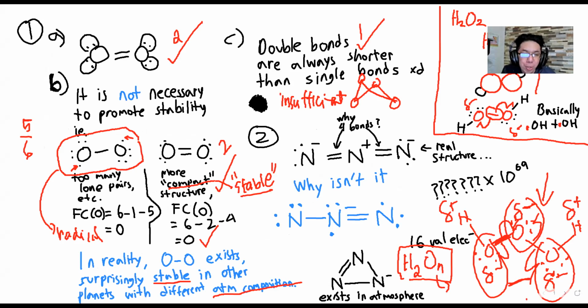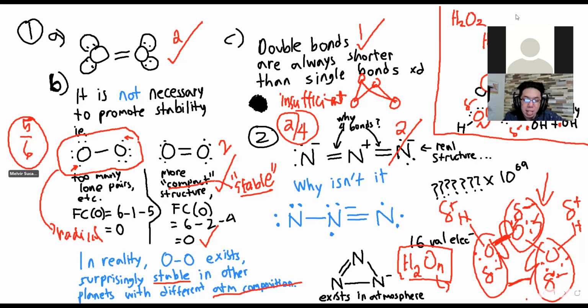So, for number 2, you have 4 points. This is what you got. Okay, at least you're 2 over 4. Okay? So, 2 over 4. 5 over 6. Yeah, this possibly can exist.